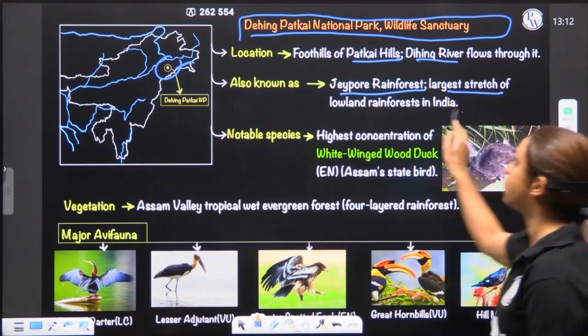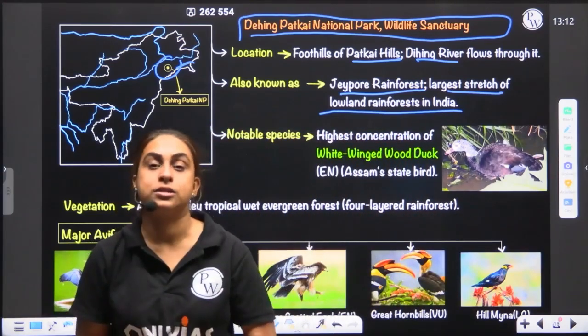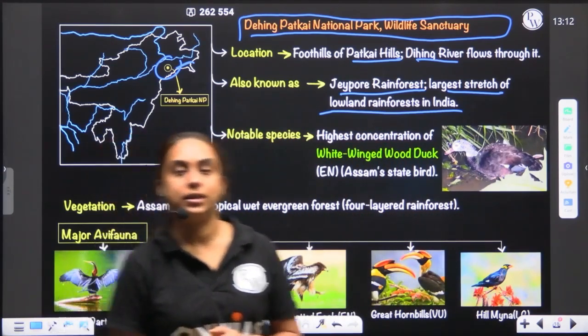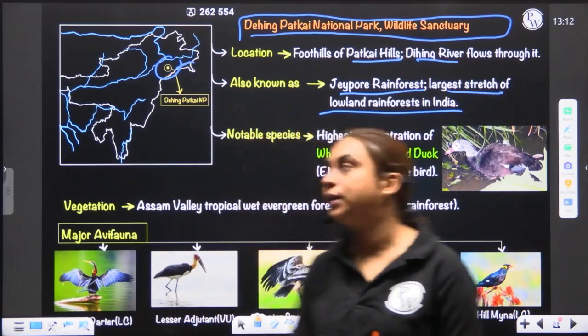This is the largest stretch of lowland rainforest in India. So at the low level, you have a good rainforest, that is Jaipur rain forest. This is at the foothills of Patkai and river Dihing flows. Therefore, Dihing Patkai National Park.